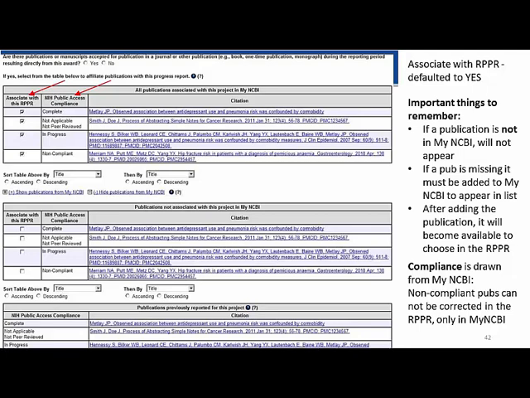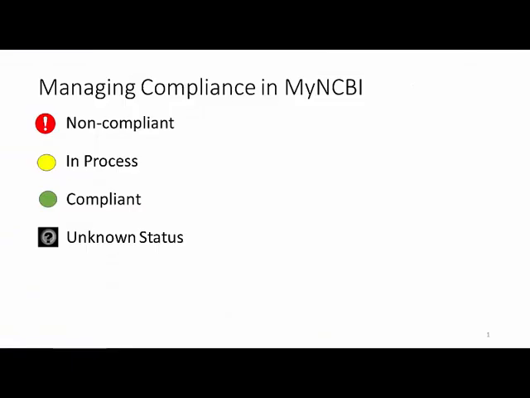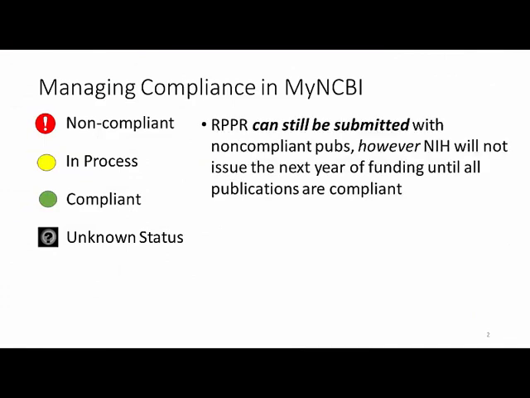If the publication is not in MyNCBI, it's not going to appear here. It has to be connected. Otherwise, it doesn't know it exists. And then once you connect them, obviously, it's going to show up here. So then you also have that second column, which is compliance, which we're going to talk about in more detail. But the bottom line for a grants administrator is you can still submit your RPPR on time with non-compliant publications. If you do that, you are going to get what they call a PRAM, and you're going to have to get all your publications in compliance if you want next year's money.